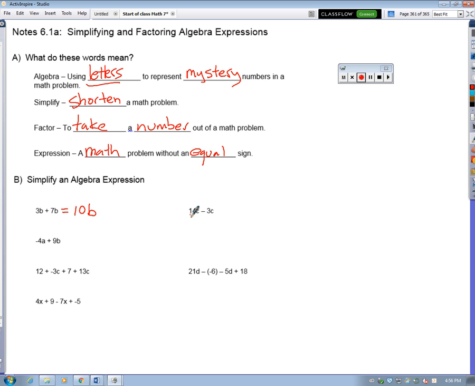Let's do another one here. 14c minus 3c. Well, hey, they're all c's here, so we can add or subtract them. 14 minus 3 is 11, so that becomes 11c.